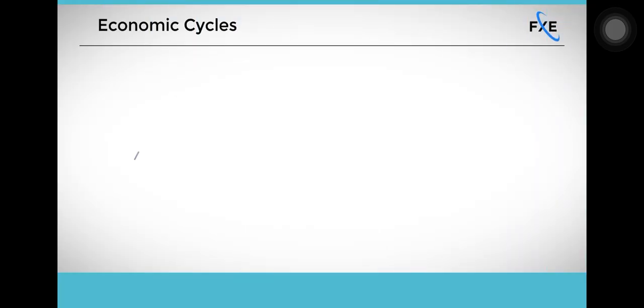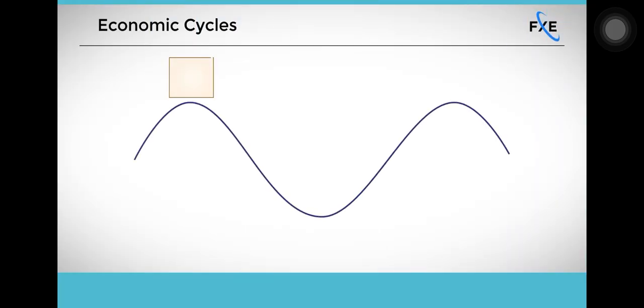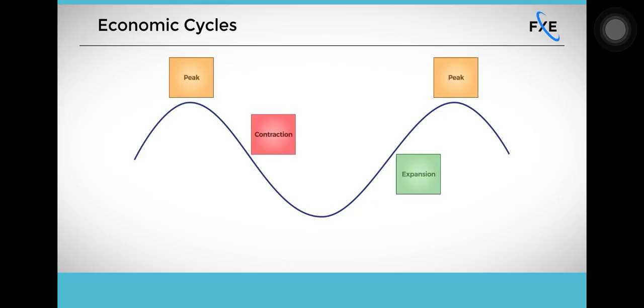Let's first look at economic cycles. Also known as a business cycle, an economic cycle is best explained as the fluctuation of the economy during periods of expansion and contraction. There are four phases of the economic cycle: expansion, peak, contraction, and trough, with the length of one cycle measured from one peak to the next peak.